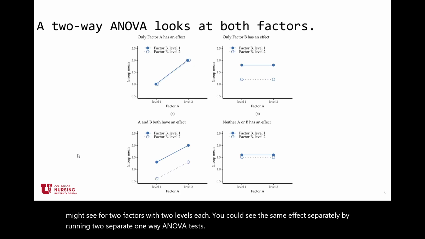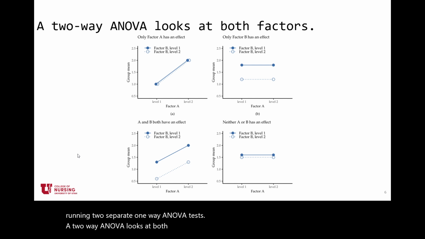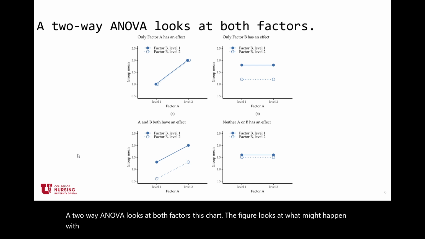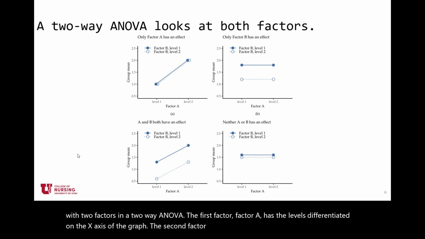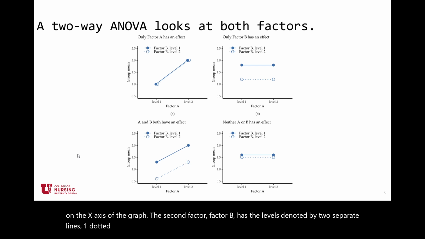A two-way ANOVA looks at both factors. This figure looks at what might happen with two factors in a two-way ANOVA. The first factor, factor A, has the levels differentiated on the x-axis of the graph. The second factor, factor B, has the levels denoted by two separate lines, one dotted line and one solid line.